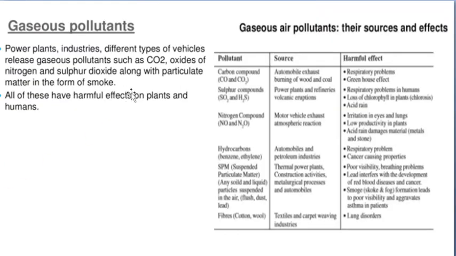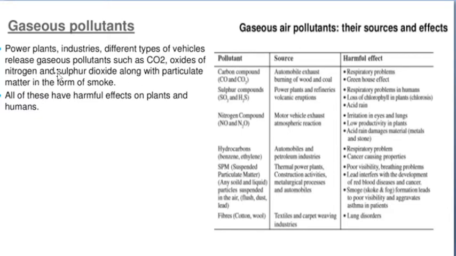Okay, so look, the second type of pollutant I told you is gaseous pollutant. Gaseous pollutant means, as the name indicates, these are the gases which, when present in excess quantity, will create an imbalance in the atmosphere or air. Okay, so from where is it generated? It is generated from power plants, industries, then different types of vehicles.